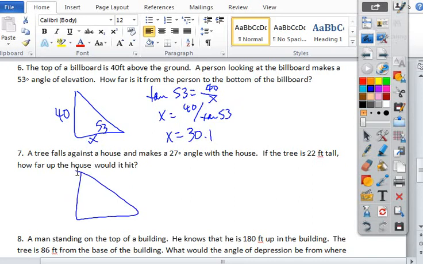Next one, the tree falls against the house and makes a 27-degree angle with the house. So now where does that 27 need to go? In the top. It says makes an angle with the house, so that's got to go up top.